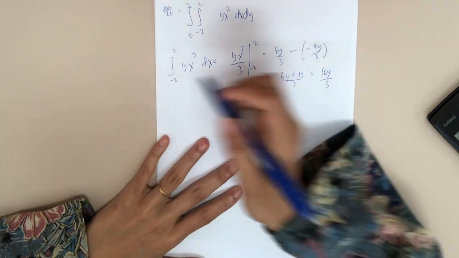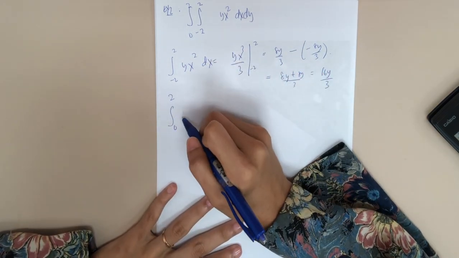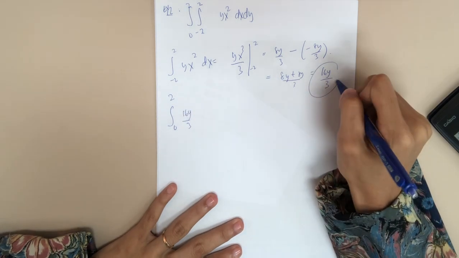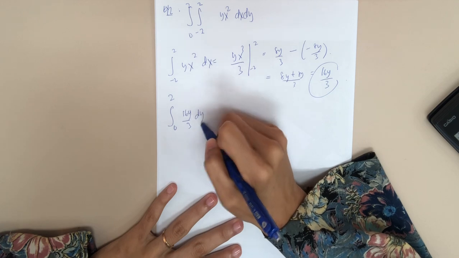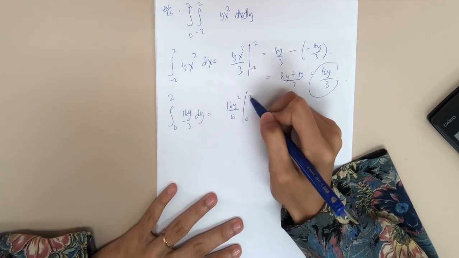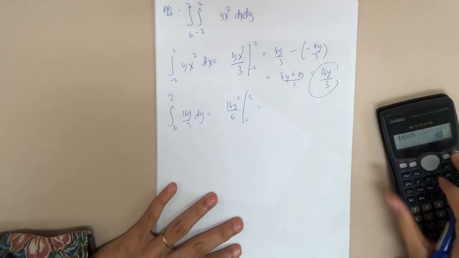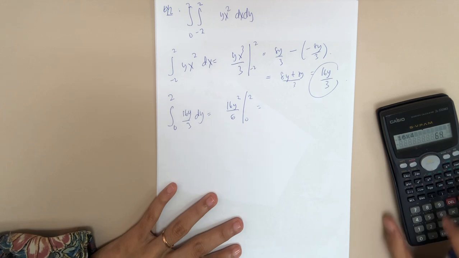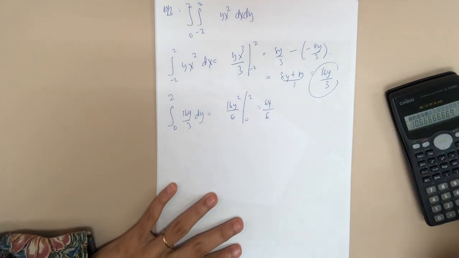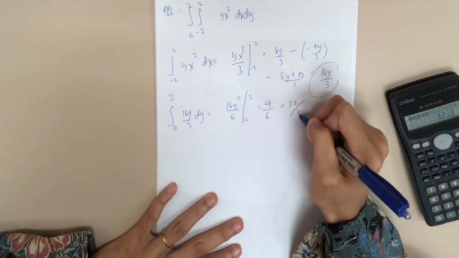Okay, 16y over 3. After that, you integrate again, now with respect to y, by using this answer. So now you have 16y squared over 6, from 0 to 2. So 2 squared is 4, 16 times 4, 64 over 6. So your answer is supposed to be 32 over 3.